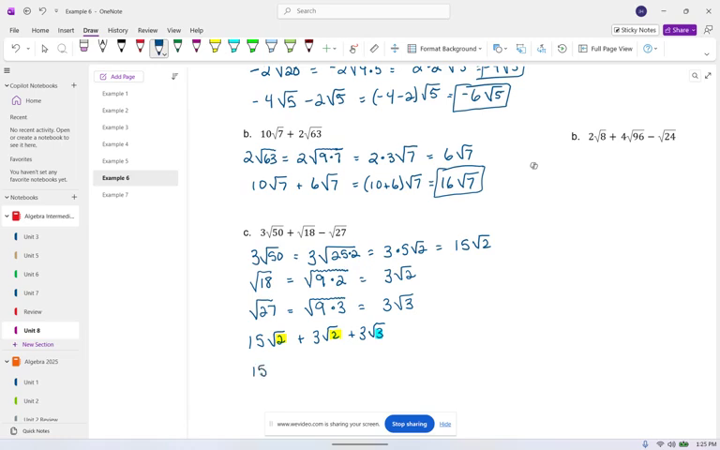So 15 plus 3 square root of 2 plus, and then we'll just leave 3 square root of 3 by itself. 15 plus 3 is 18. 18 square root of 2 plus 3 square root of 3. And that will be your final answer.